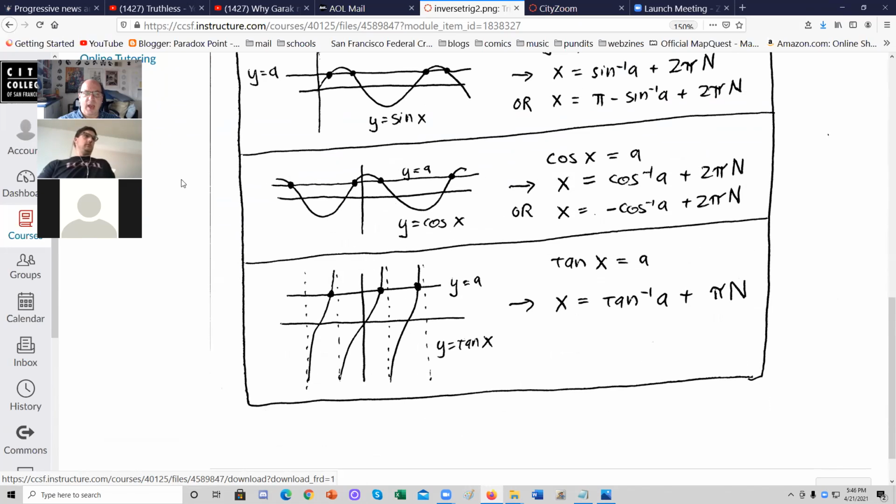Cos x equals a has these solutions. This is arc cosine a, this is minus arc cosine a, and then again, we add and subtract multiples of 2 pi. To solve tan x equals a, here's a tangent function, here's y equals a. Solutions are here. This one is at arctan a, and then it's move up or down multiples of pi. So arctan a plus pi n.